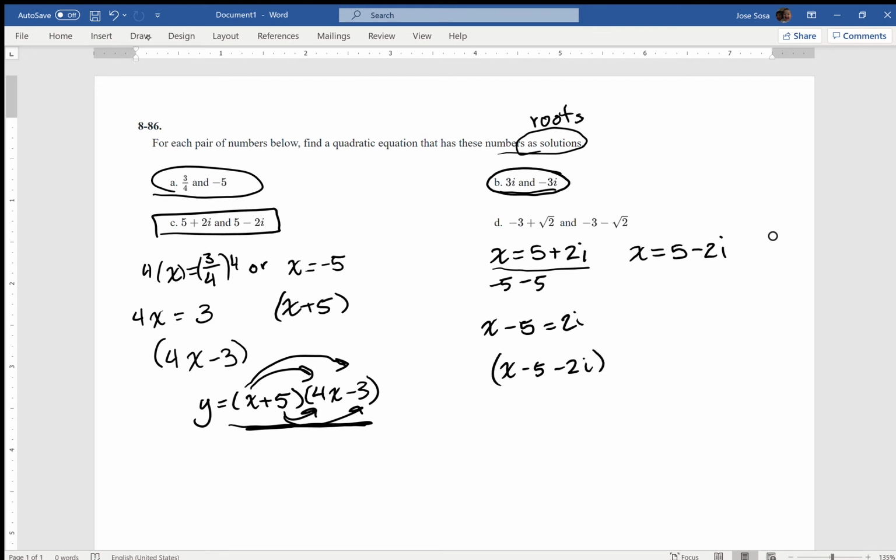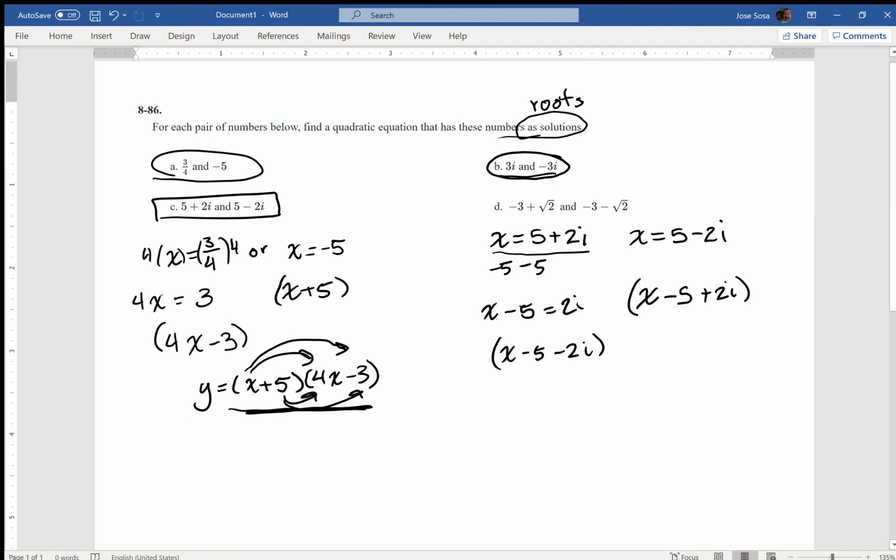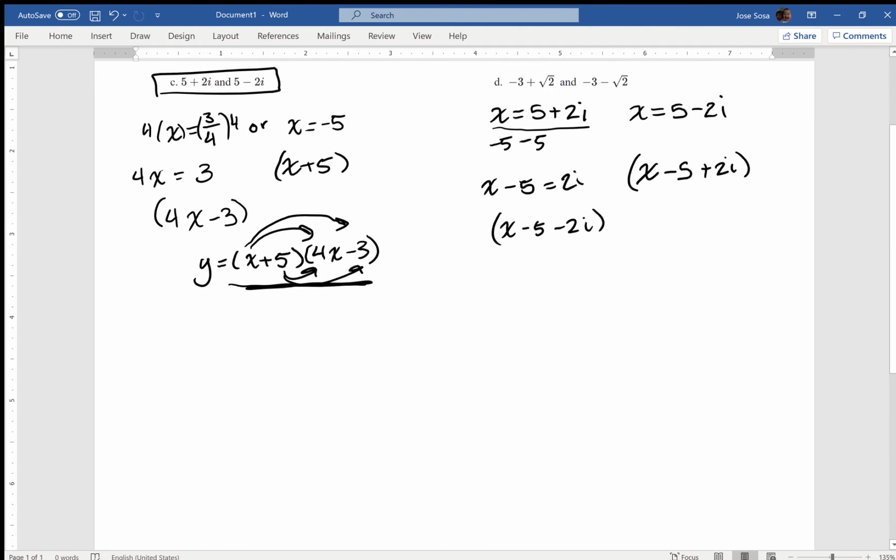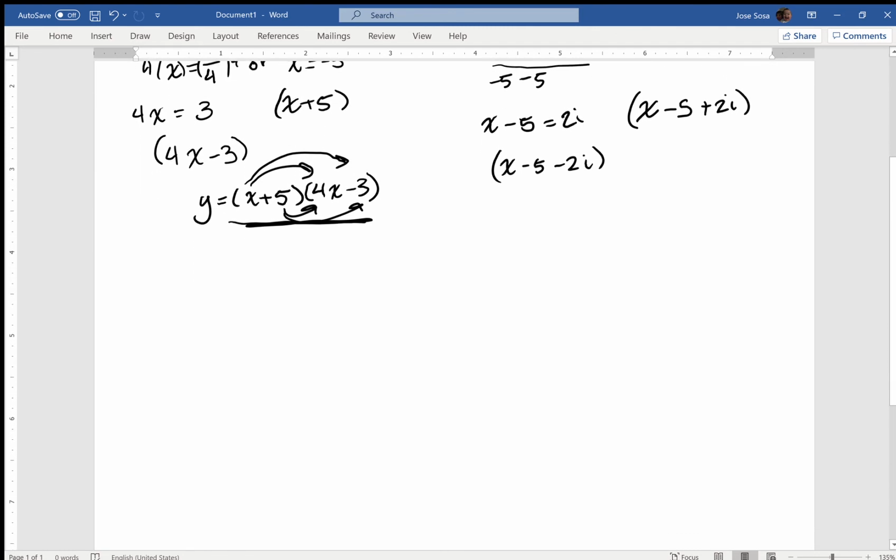Same deal over here. So I'm not going to show every single step. I'll let you guys figure that out. I'm sorry. So x, excuse my x, that's terrible. So x minus 5 and plus 2i is another one of my factors. Now, like I said, for complex solutions, what we want to do is multiply them out because the i's cancel out. Let me show you what I mean.